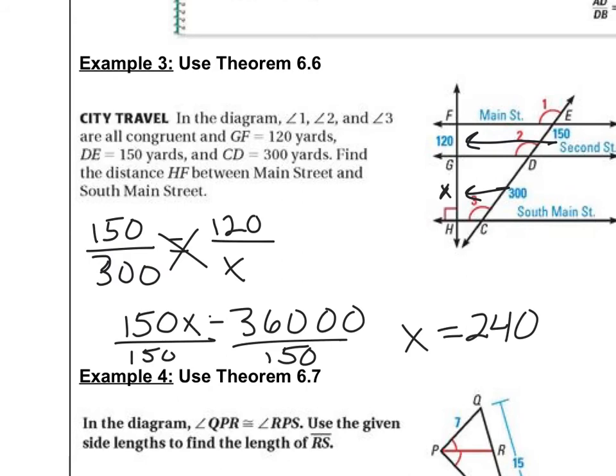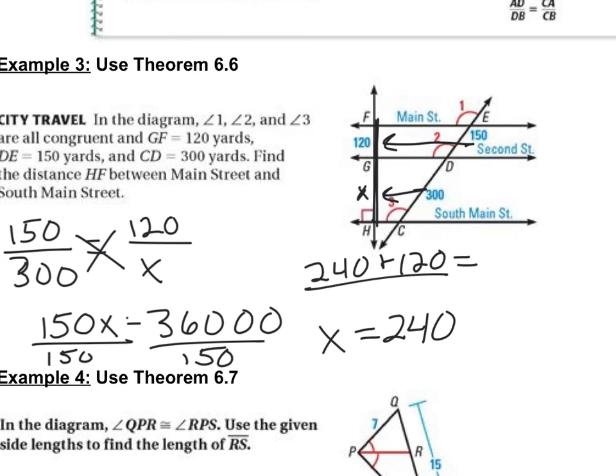What they are asking for here is the entire length from F to H. So we would just have to take 240 plus 120, and that's going to give us a total of 360. So in this case it's 360 yards.